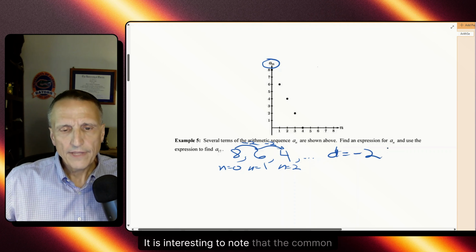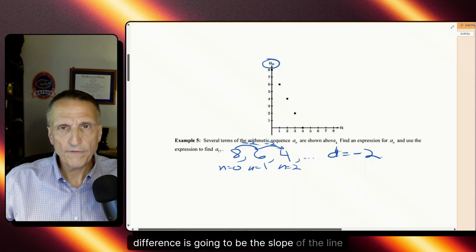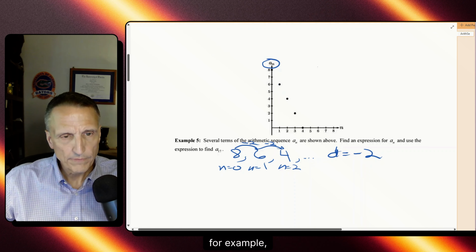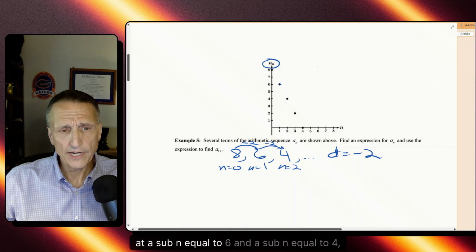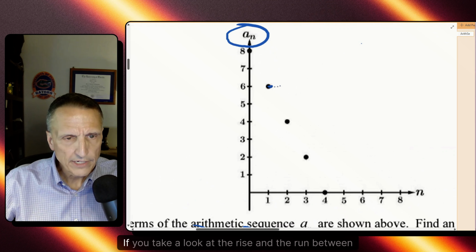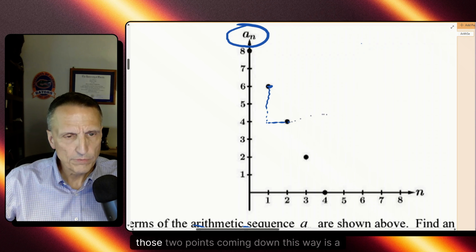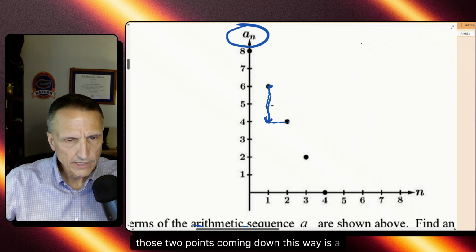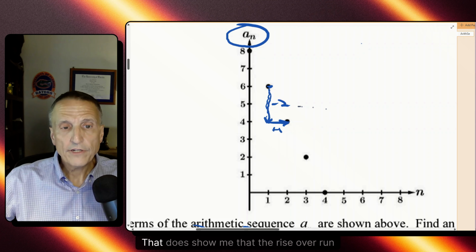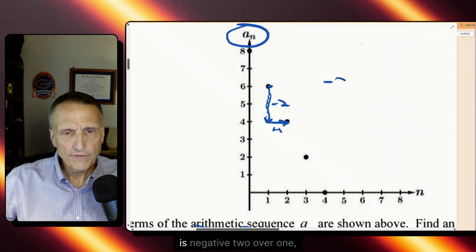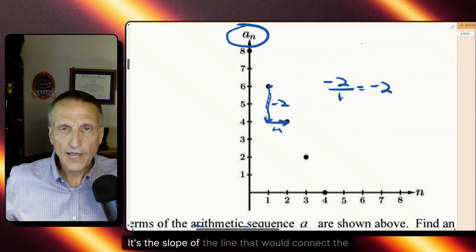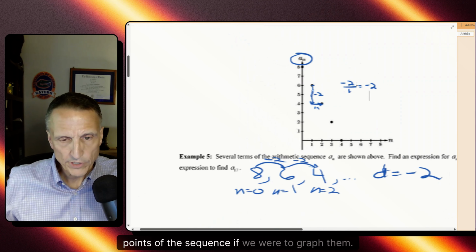It is interesting to note that the common difference is going to be the slope of the line that would connect any two of the dots in the sequence. If you take a look at these two dots, for example, at a sub n equal to 6 and a sub n equal to 4, the slope between those two points is -2. Looking at the rise and the run between those two points, coming down is a reduction of 2, going down 2, and then moving to the right +1. That shows me that the rise over run is -2 over 1, -2. That is what we call the common difference. It's the slope of the line that would connect the points of the sequence if we were to graph them.